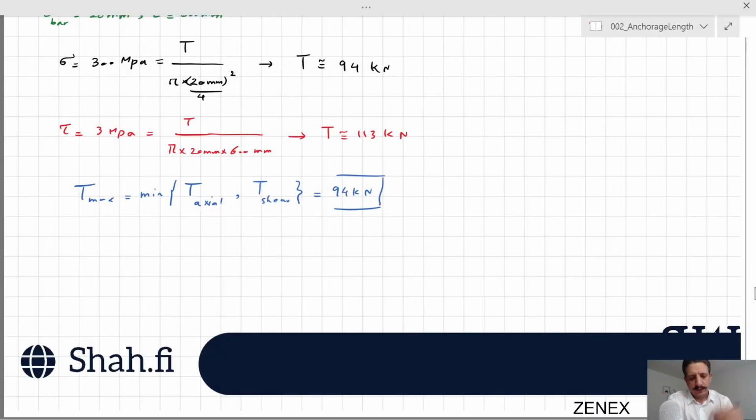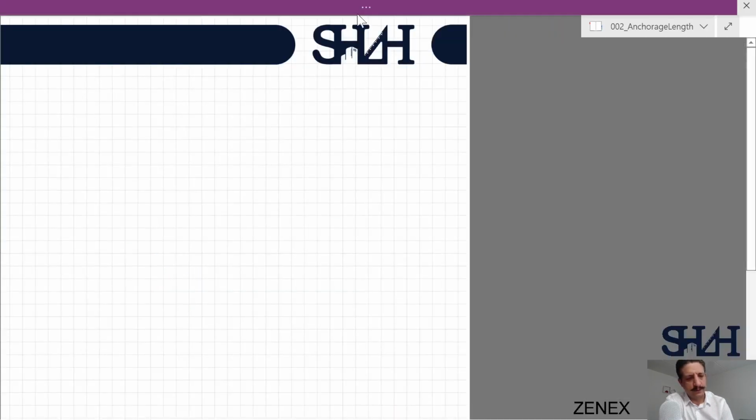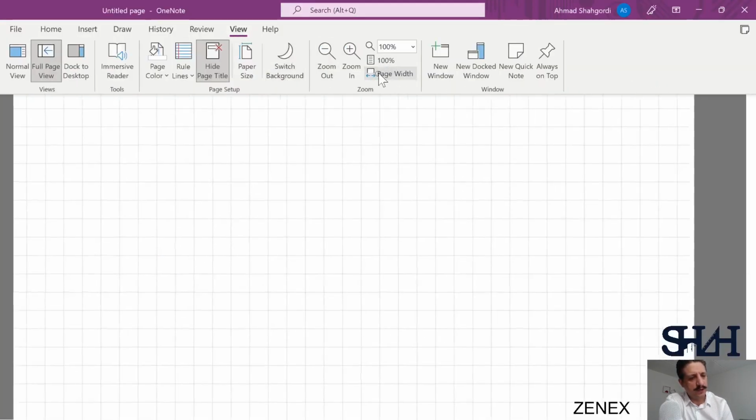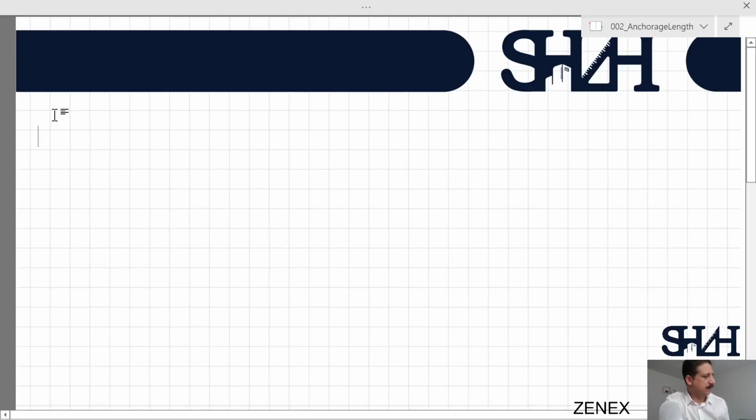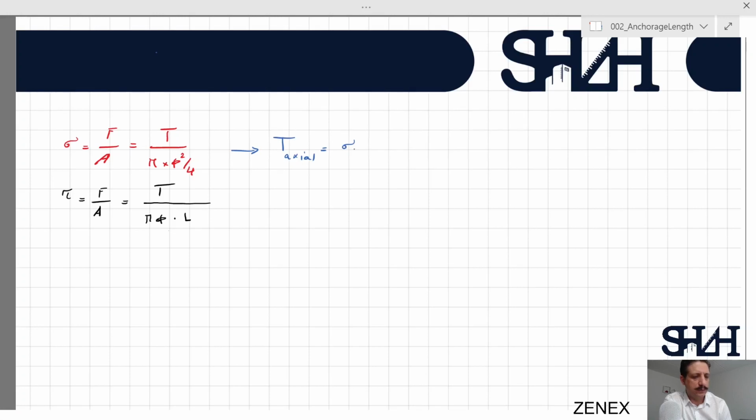Now, coming back to the topic, from these two equations, we can determine what is the maximum capacity of one element. From the first one, P due to axial stress will be sigma times pi phi squared divided by 4. And from the second equation, P shear will be tau times pi times phi times L.